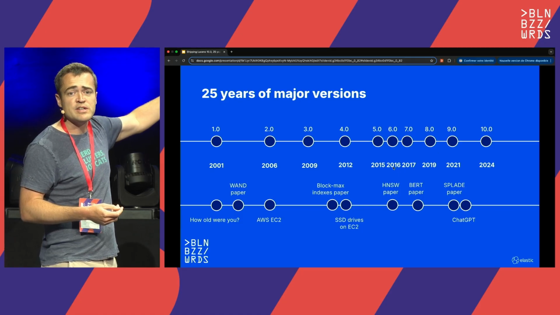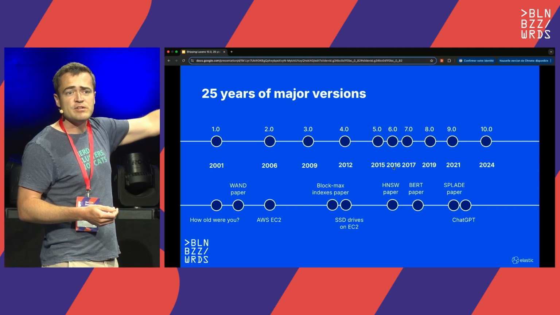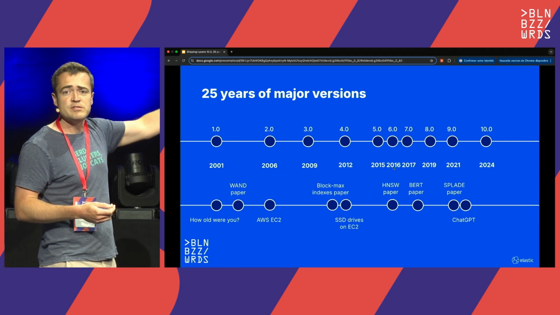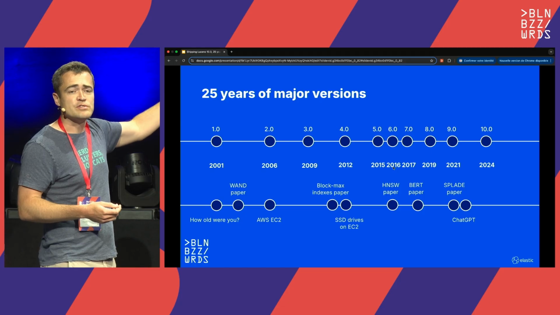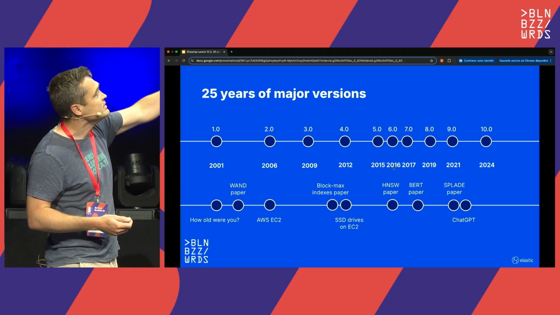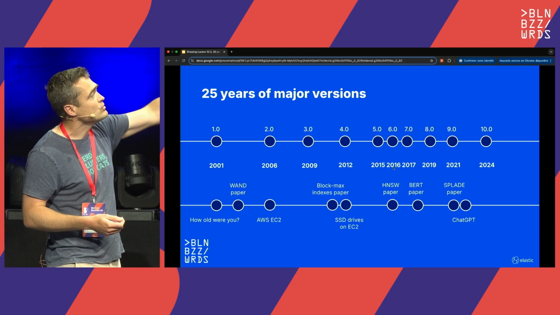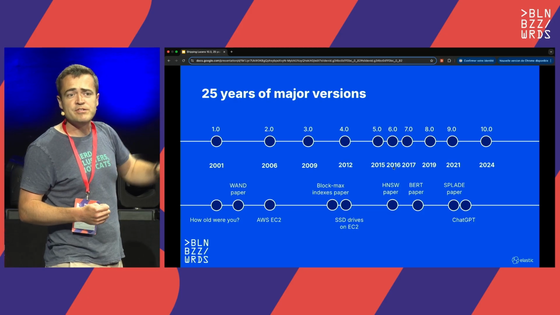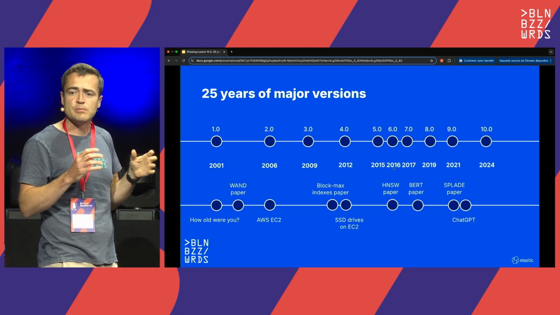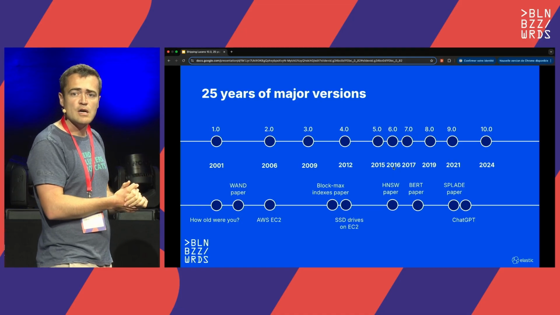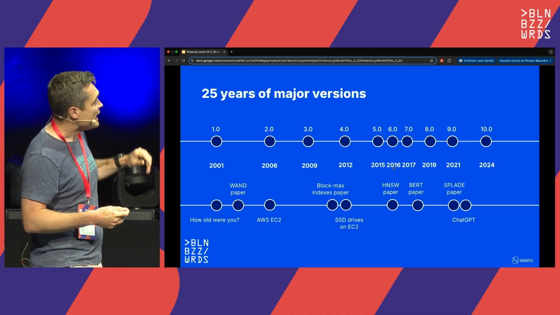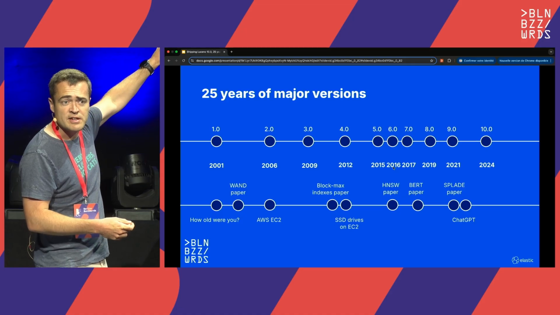And WAND is just an example. Many innovations that might feel like they're a given nowadays were actually released long after Lucene was started, like the BlockMax indexes paper, the HNSW paper, the BERT paper, the SPLADE paper. These are quote-unquote recent things, from the Lucene perspective, given how long ago Lucene was started. And that's just about the academic side of things.